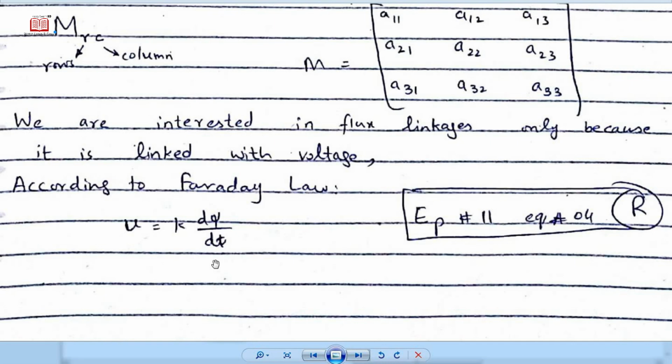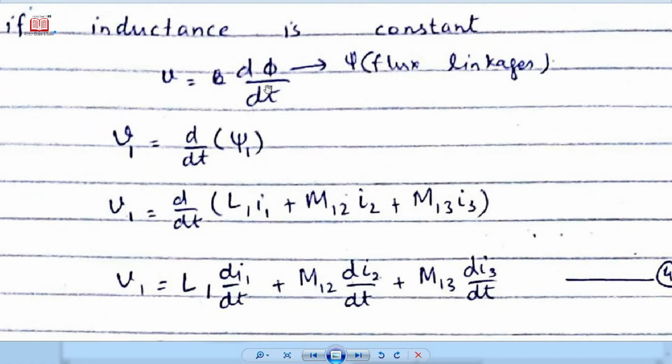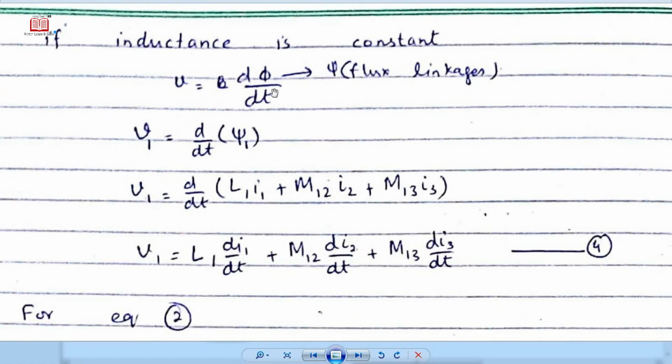We wanted to calculate the voltage. So according to Faraday's law, from equation number 4 of episode 11, we know that the EMF induced in a coil or any inductive system is equal to K d phi over dt. Here phi is our flux linkage, so we are going to replace it with the flux linkage. V is equal to d flux linkage.